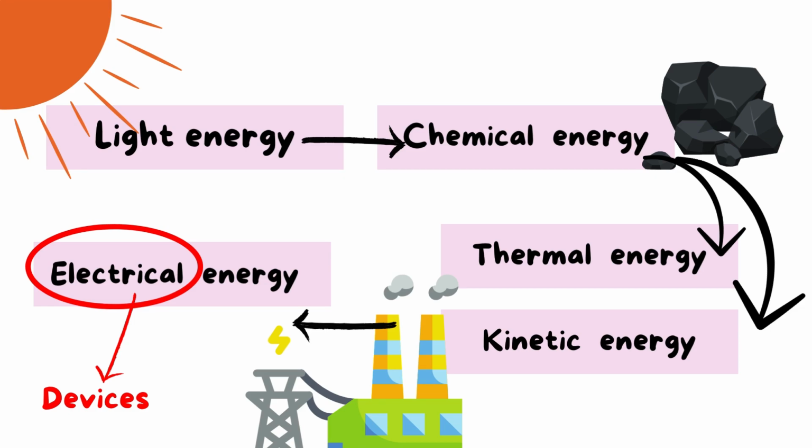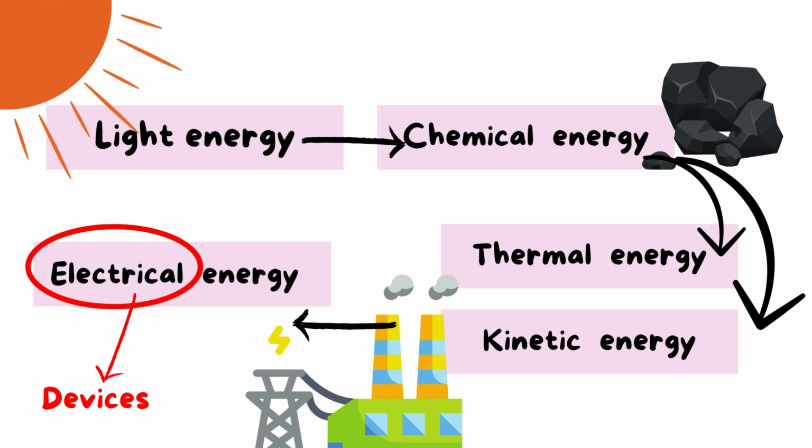And then when we burn this coal in the power plant, what happens? The chemical energy changes into thermal energy and kinetic energy to operate some devices in this station, okay? And then this kinetic energy is used to generate electricity. So now the kinetic energy transforms into electrical energy that we use in many devices, okay?